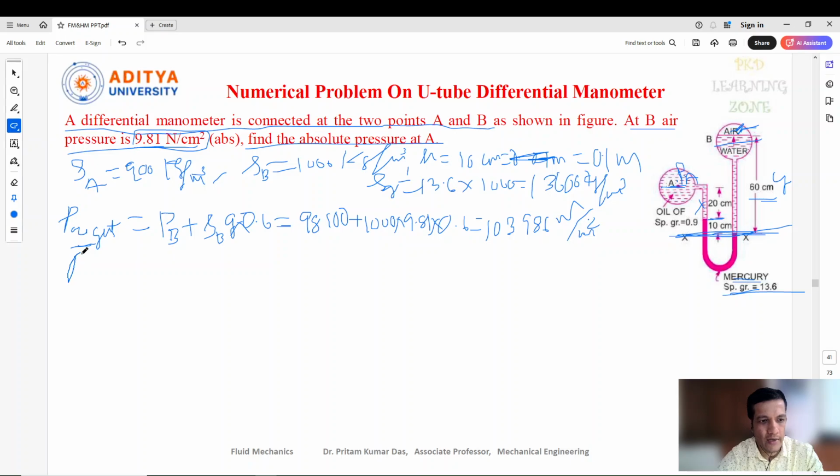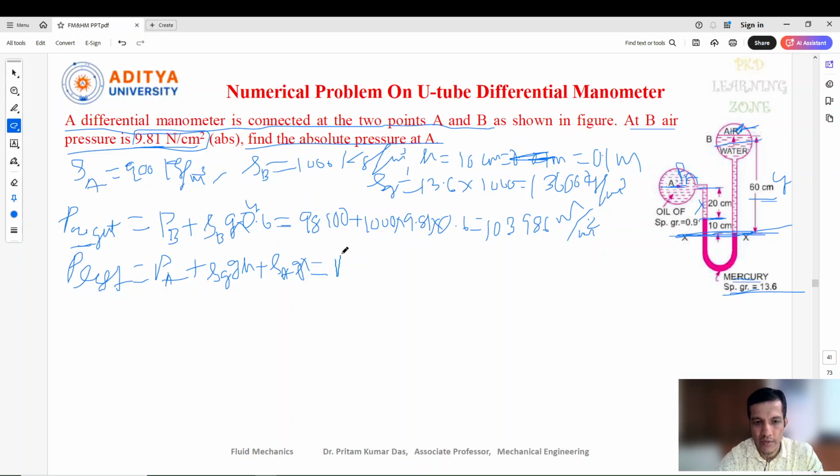Similarly, we can write the left side pressure. How much is the pressure at the left side? That is similarly PA plus, again you will get two things here: rho g h for this one, plus rho A g and this height x. So in total we can write PA. PA needs to be calculated.